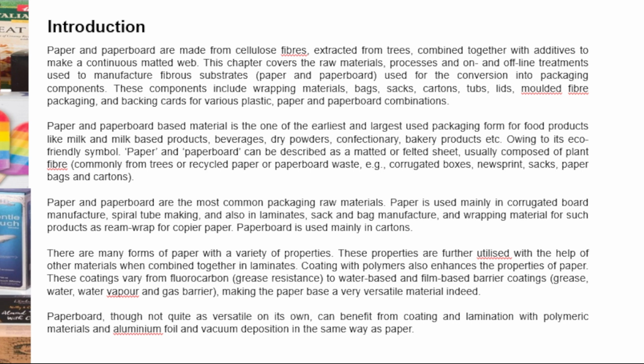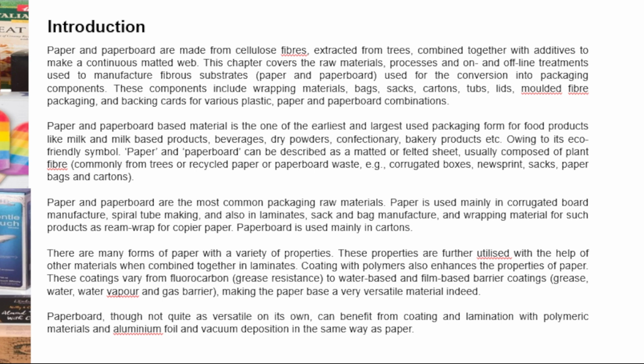These components include wrapping materials, bags, sacks, cartons, tubs, lids, molded fiber packaging, and backing cards for various plastic, paper, and paperboard combinations. Paper and paperboard based material is one of the earliest and largest used packaging forms for food products like milk and milk based products, beverages, dry powders, confectionery, bakery products, etc.